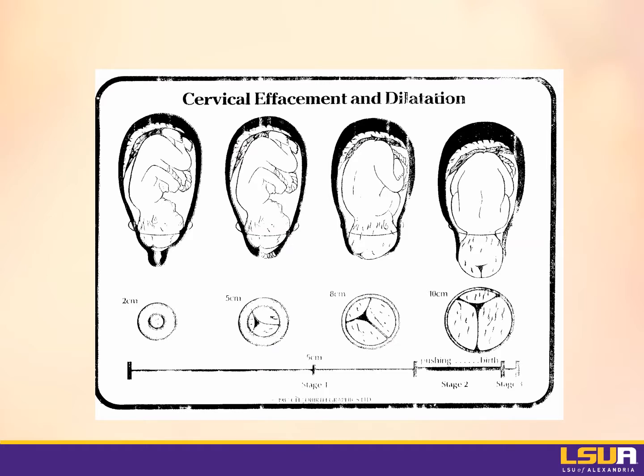This is just another graphic of cervical effacement. That's the thinning of the cervix. The picture on bottom left, that's a 2 centimeter dilated cervix. It hasn't thinned. Then 5 centimeters, 8 is just a little lip, and then 10 centimeters, it's very thin. That means she's complete and ready to deliver.